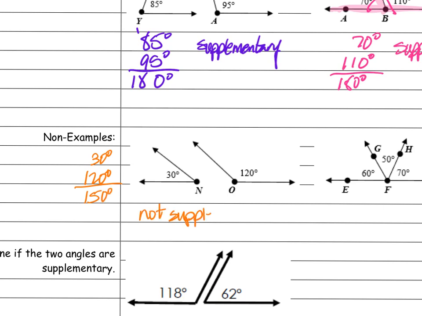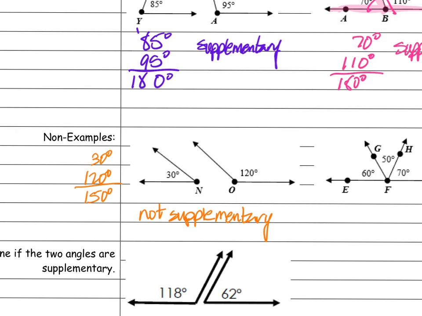How do I know they're not supplementary? Because they don't add to be 180 degrees. Sorry, I have to spell the word before I keep talking. That's why. In order for them to be supplementary, they have to add to be 180 degrees.